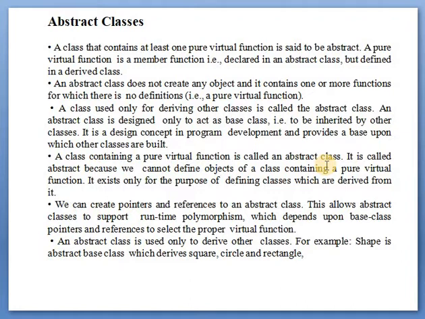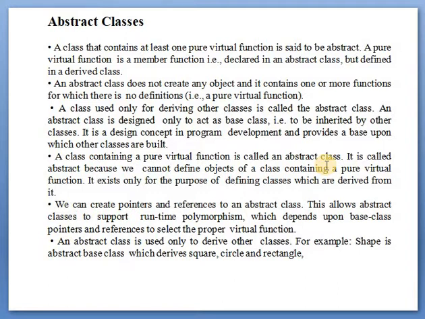So we know that inheritance means we can create a new class or derived class from the existing one. So what is an abstract class? In that class we can only declare the member function, but if we want to define that function, we have to define it in the derived class, not in the abstract class. So it is known as the abstract class. A class that contains at least one pure virtual function is said to be abstract.